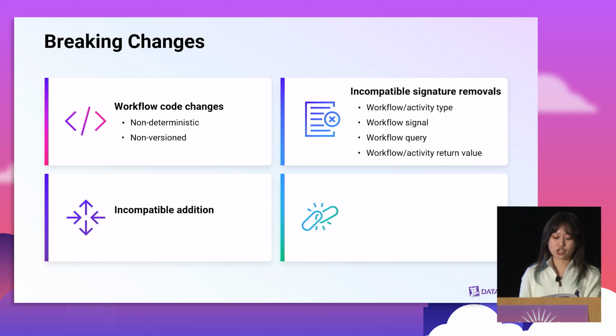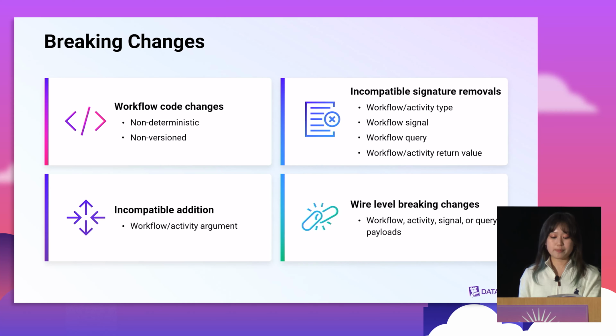Additionally, an incompatible addition of workflow activity arguments is another way to introduce a breaking change. And then finally, you can also have breaking changes at the wire level. And this is when your workflow, activity, signal, or query payloads break the binary encoding. Unfortunately, we found that checking for all of these possible types of breaking changes brings up a lot of complexity for the developers, because this is pretty different from the typical bugs that you're used to encountering when you're not developing on Temporal. And this is why we wanted to reduce this burden for developers through building several tools geared towards breaking change detection.